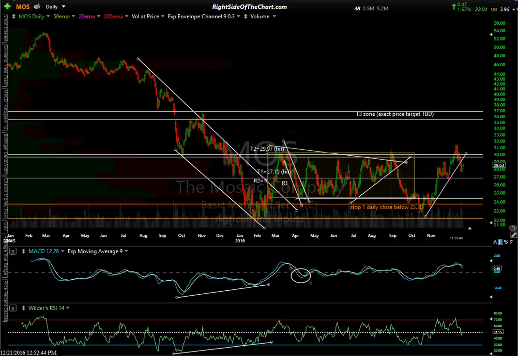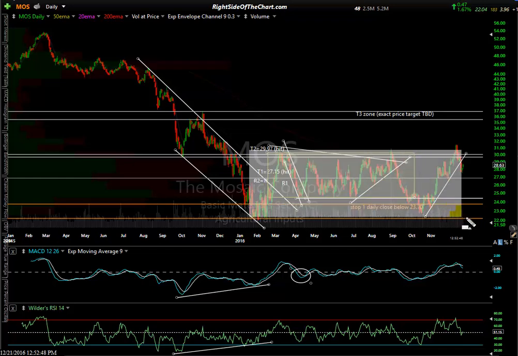And the story here is this one's been basing around all year, really, 2016, in this basing pattern here. And at the time, this was the bottom of the basing pattern. You can see, so I had a stop below 23.70. That was taken out, but then the stock rallied up to the top of the range, briefly broke out, fell back in.